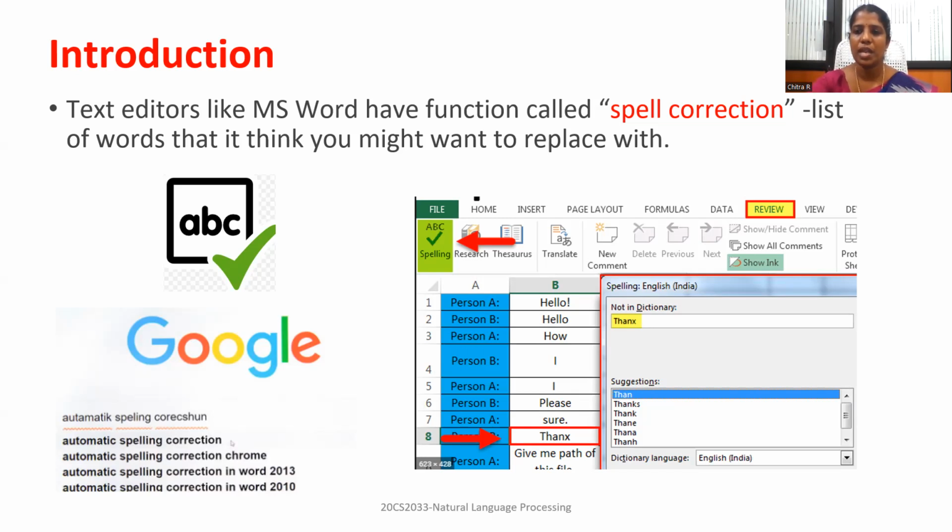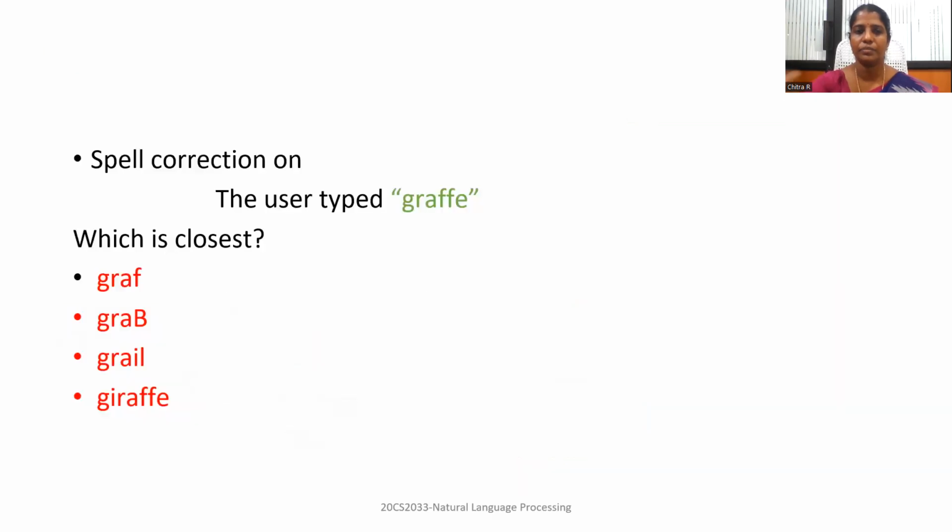Before going to the similarity measures and similarity algorithms, we'll see what an error is and what different kinds of errors occur during sentence making. First, consider this one, GRAFFE. Here, you can easily say that this is giraffe. But there are so many closer words to this one. It may be giraffe, graph, grab, grail. Which one is the correct one? It will be identified by the computer also.